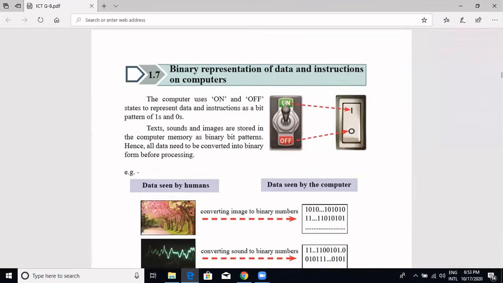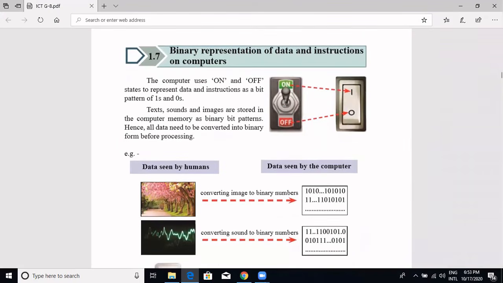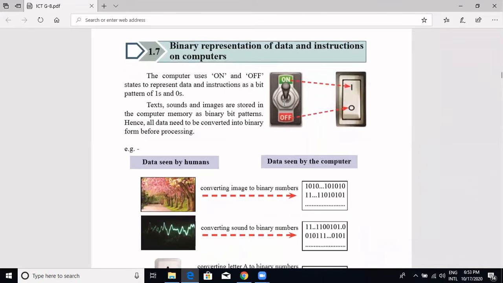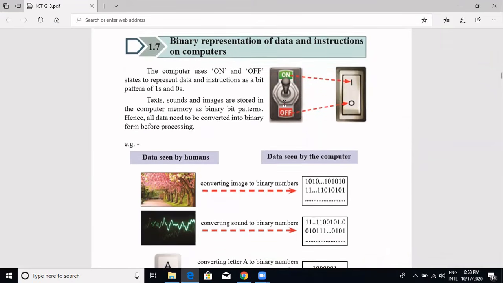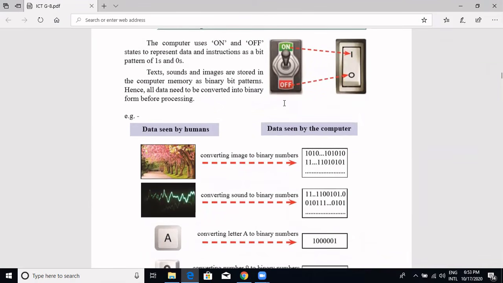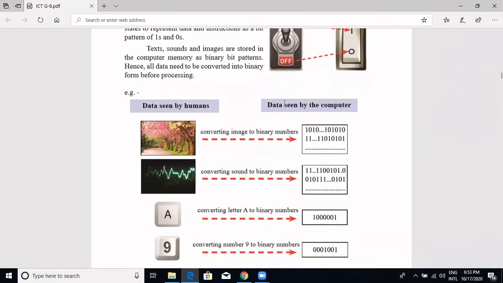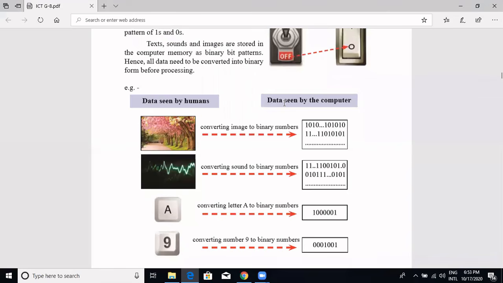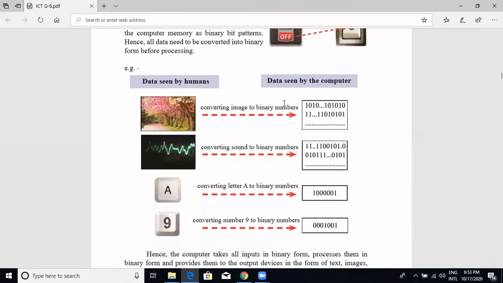Binary representations of data, right? The computers are using 1s and 0s, as we learned. Actually it is representing on-off states, right? So on-off states we represent with 0 and 1s. Text, sounds, images, everything will be stored in the memory as a binary bit pattern, right? So it's very important you understand these concepts.